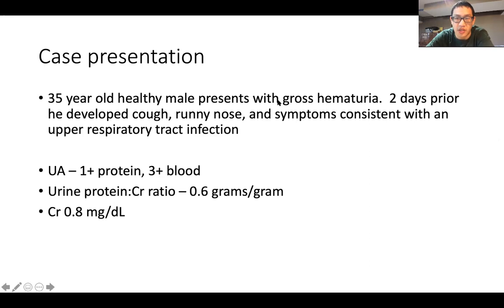The other clue is the association with a respiratory infection. Sometimes it's called synpharyngitic. It's not like post-infectious, where you would get the infection a few weeks before. This occurs at the same time as the infection. You have blood, minimal protein, and preserved kidney function. So at the top of your list, if you heard this presentation, you should be thinking of IgA.